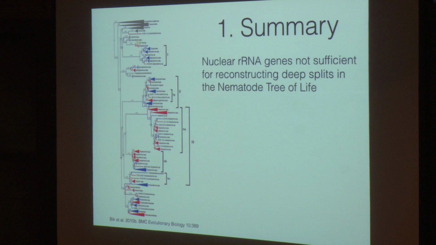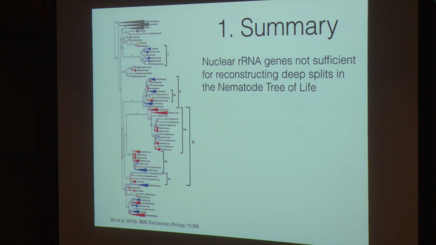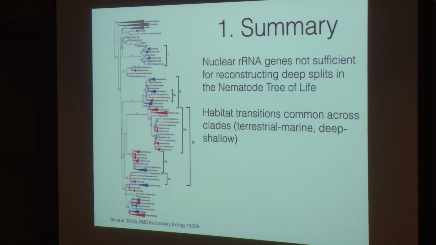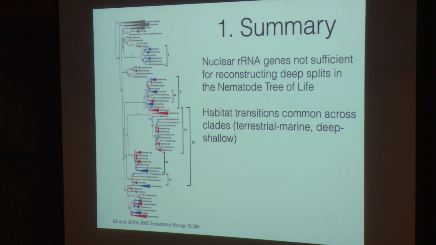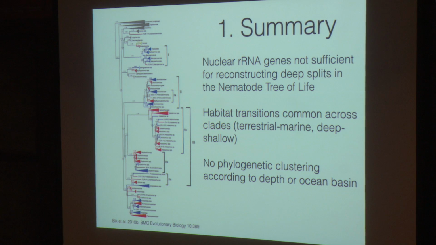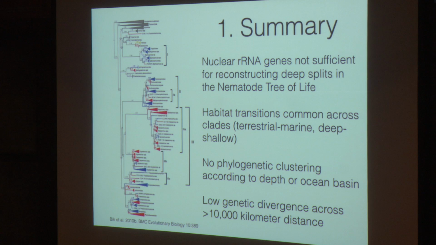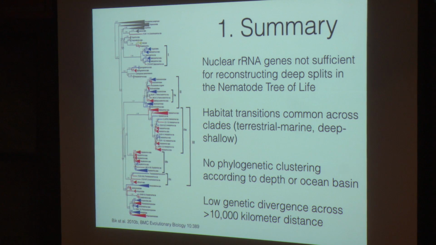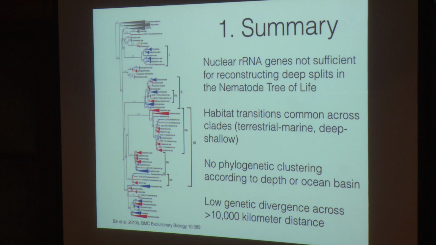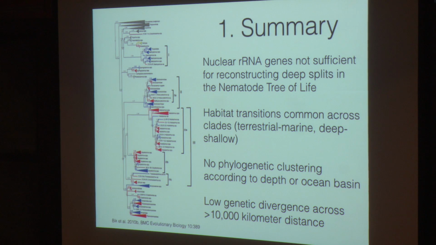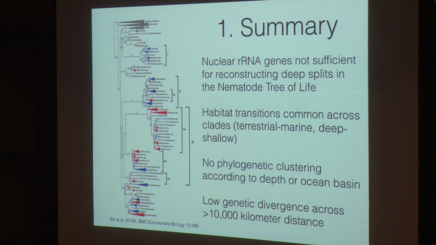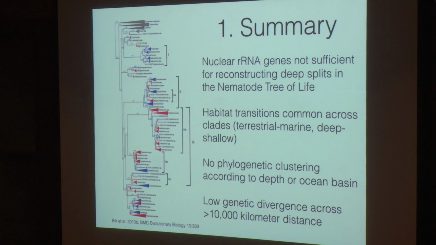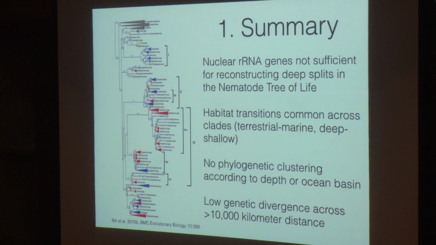So during this work, what I found is that nuclear ribosomal RNA genes were really not sufficient for reconstructing deep splits in the nematode tree of life. However, habitat transitions appear to be common across clades, so between terrestrial and marine habitats, and also deep sea to shallow water. And there was really no phylogenetic clustering according to depth or ocean basin. On top of that, data that I didn't present also suggested low genetic divergence across vast distances. So sometimes it was possible to find nematodes within the same genus that had identical gene sequences for 28S, 18S, and COX-1 at sites which were 10,000 kilometers apart. So that's interesting from a standpoint of are they dispersing that far, or is this something interesting that's happening from a genomic evolution standpoint?